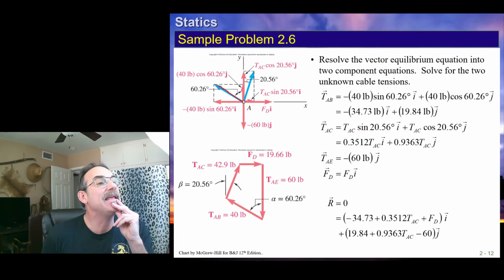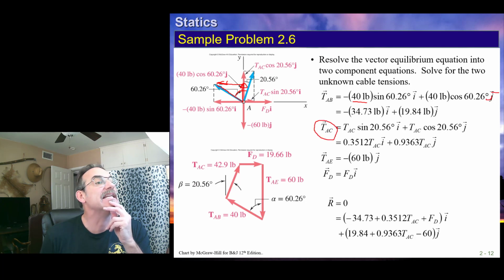So TAB is going to be its magnitude, sine of this angle. It's this angle, so the sine of this angle is actually going to give us a horizontal component, so that's going to be times the i. It's in the negative i. We've got that 40 again, and the cosine of that angle, which is going to be this component, is going to be in a positive j.